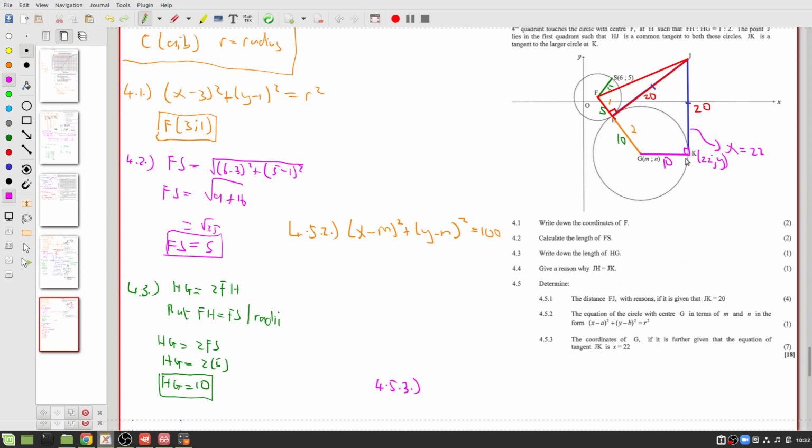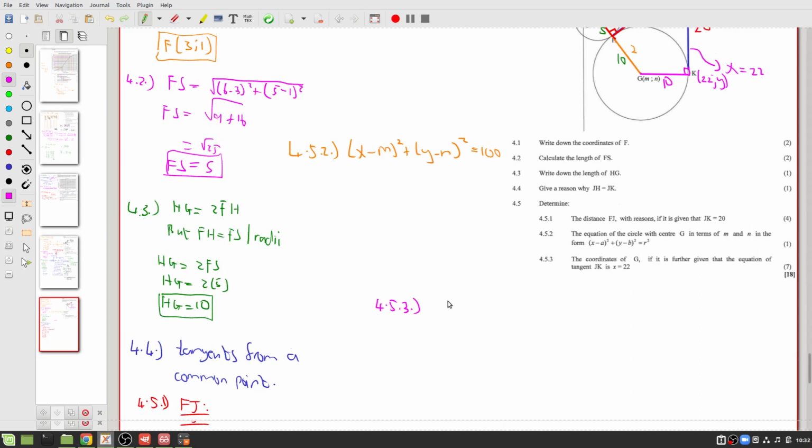So if the x value is 22 here and this distance is 10, what is that x value? What is the value of m? Well, it's 10 less, 10 to the left of 22, right? So we can just say that straight away. We can say m is 22 minus 10. So m equals 12. All right. Now we need to find n.